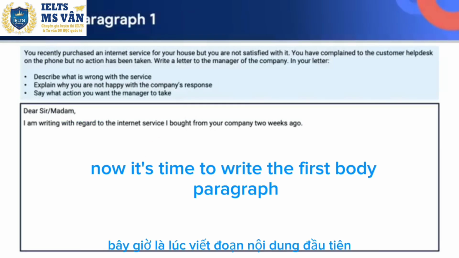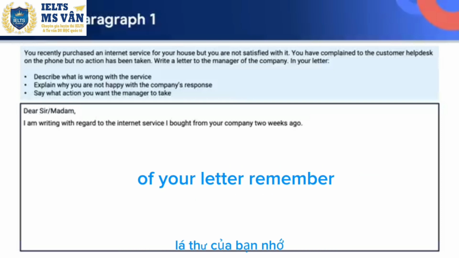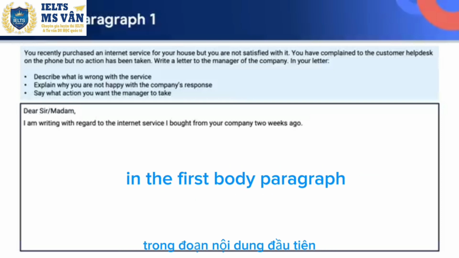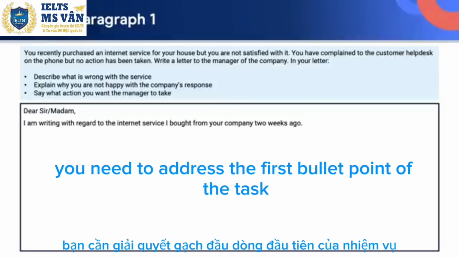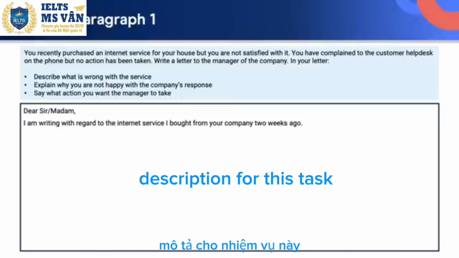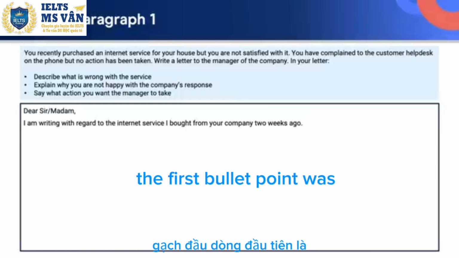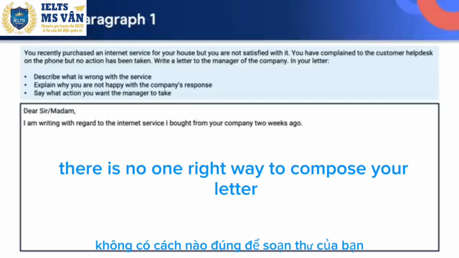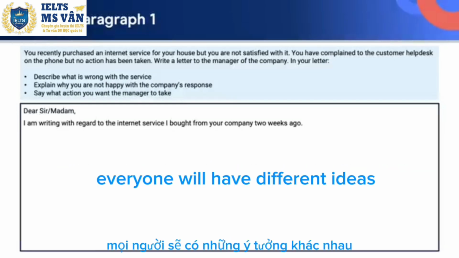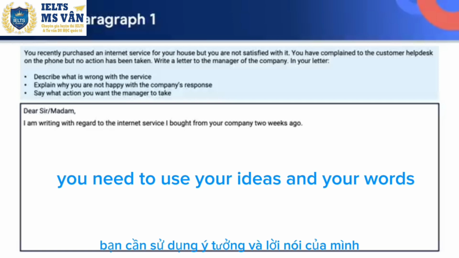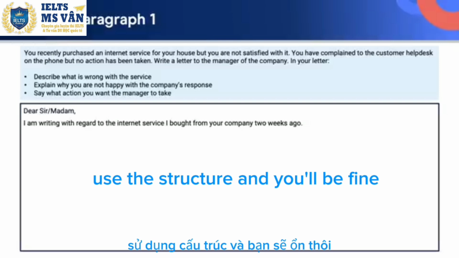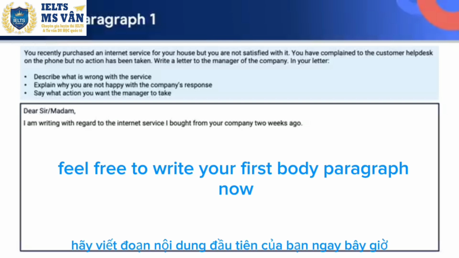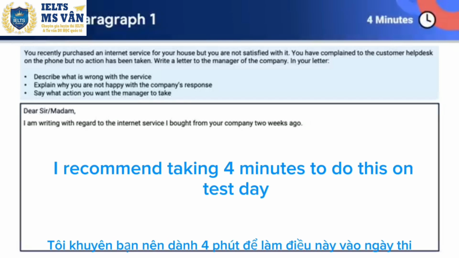Okay, now it's time to write the first body paragraph of your letter. Remember, in the first body paragraph, you need to address the first bullet point of the task description. For this task, the first bullet point was, describe what is wrong with the service. Remember, there is no one right way to compose your letter. Everyone will have different ideas. You need to use your ideas and your words. Use the structure and you'll be fine. Feel free to write your first body paragraph now. I recommend taking 4 minutes to do this on test day.